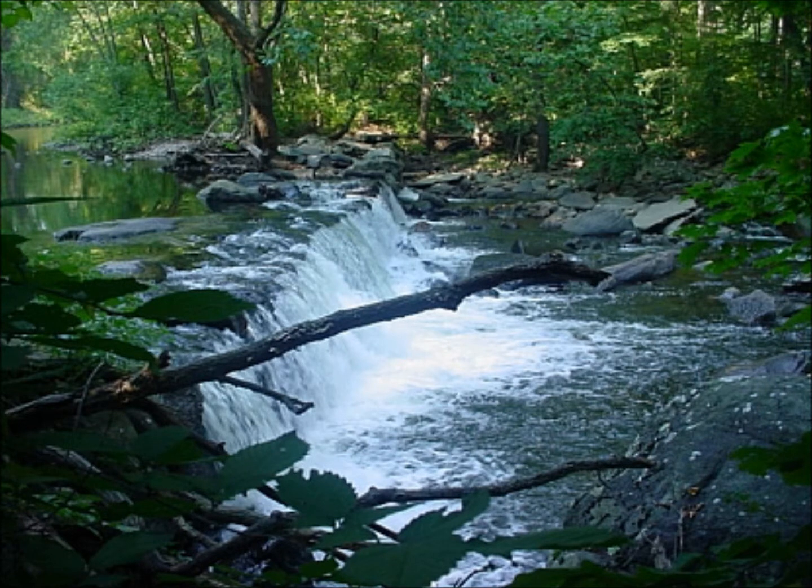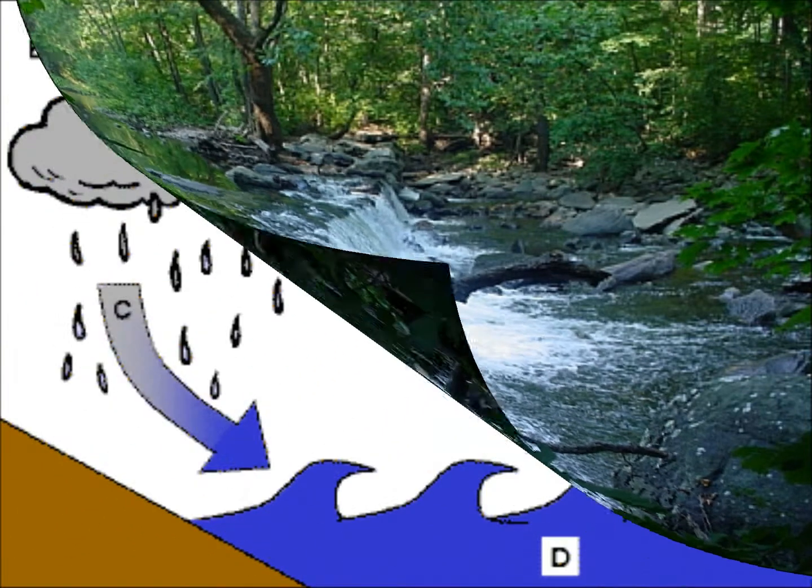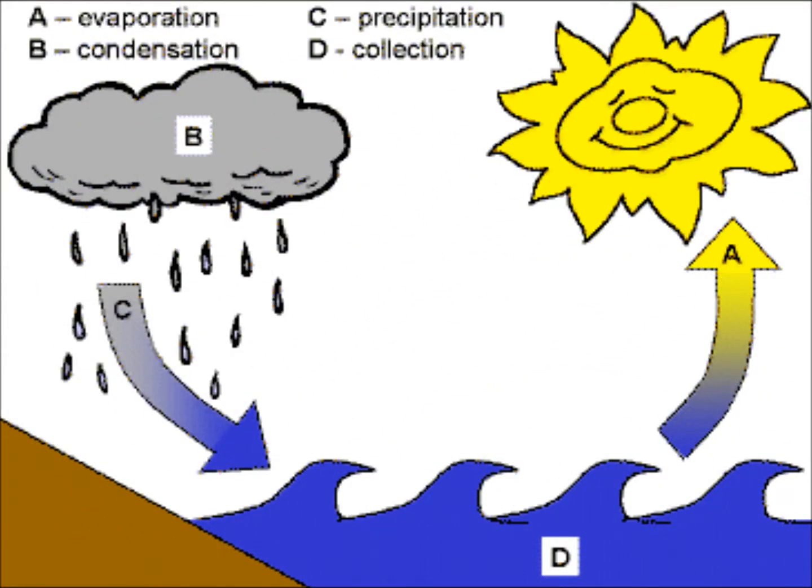It just keeps repeating. Water is always going through the different processes of the water cycle: evaporation, condensation, precipitation, and collection.